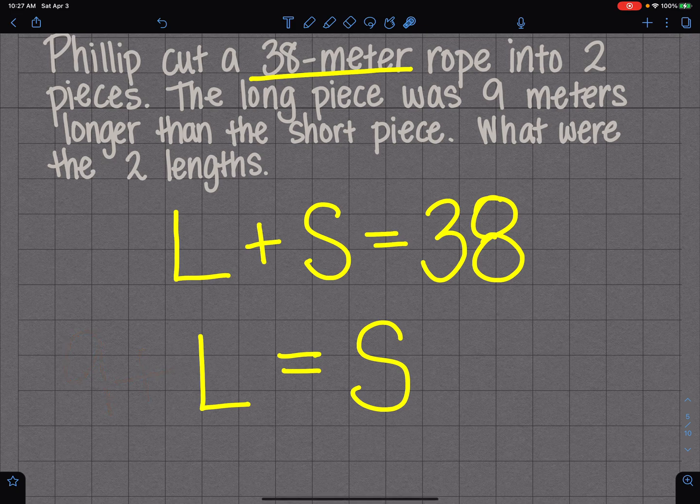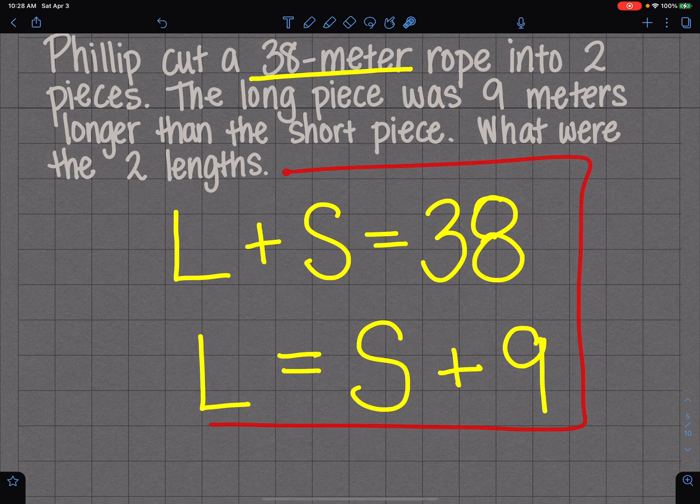But they would be wrong, right? Because the long side is already longer. So we have to actually add the 9 meters to the short side in order to make this equal. Okay, so hopefully that makes sense.